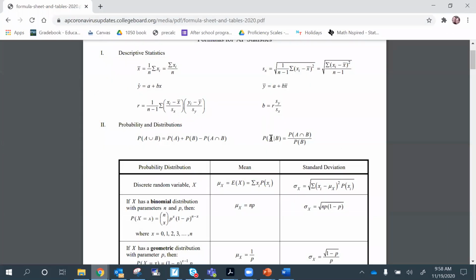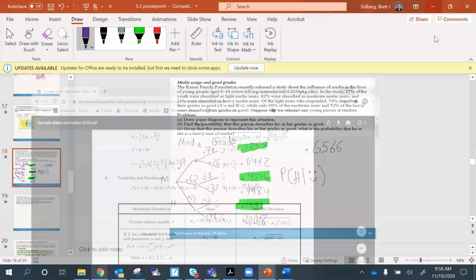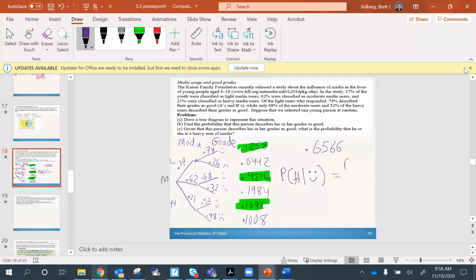How do we calculate conditional probability? This would be the probability of A and B over the probability of B. What that means is that we're going to look at the probability that they are a heavy media user and they got good grades. And then we're going to divide that by the probability that they got good grades.